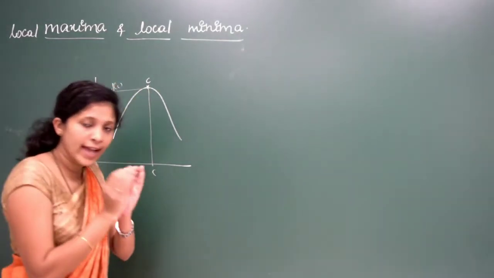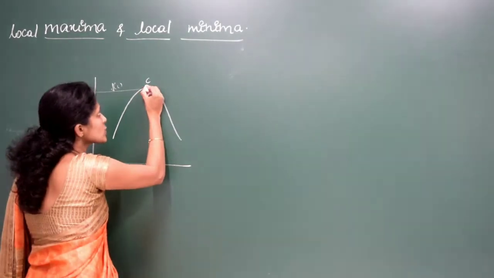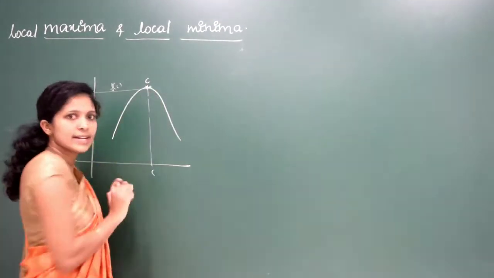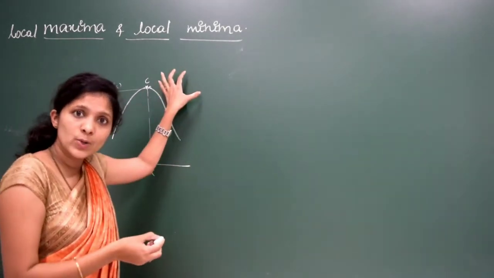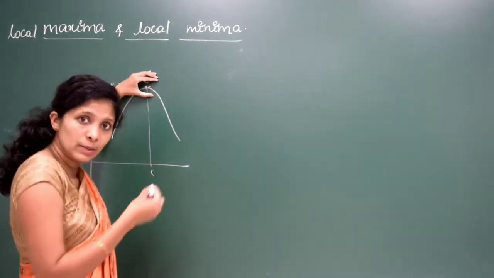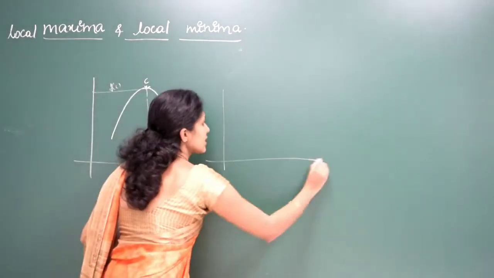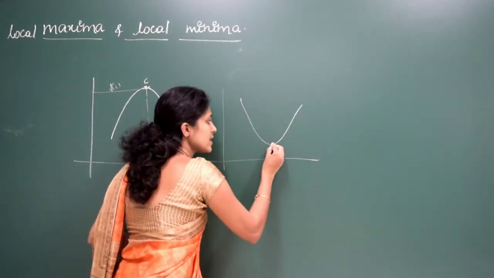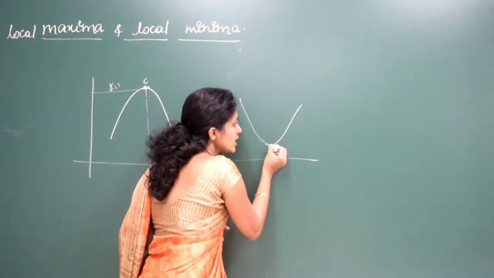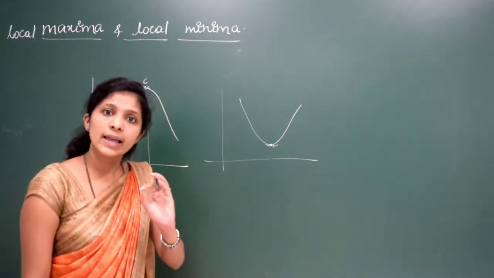Now the values which are very close to this one, on both sides, are possible. Those values are called the local maxima. Here this is the local maxima. If I consider the graph of this function, this is the minimum value, and the values very close to this value are called the local minima.